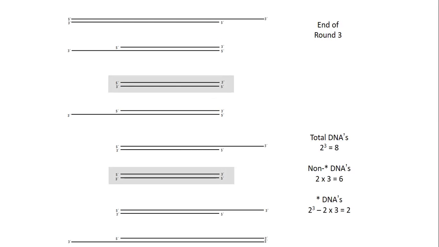Round 3, we have finally created 2 DNAs that are star DNAs. So these DNA sequences are the exact length that we're trying to create. So after 3 rounds, we have made 8 total DNA molecules. 6 of those are not the correct length that we want. 2 of those are. So that's round 3.